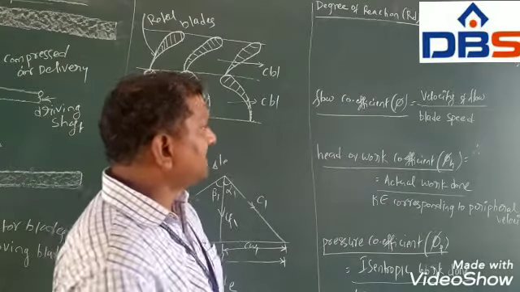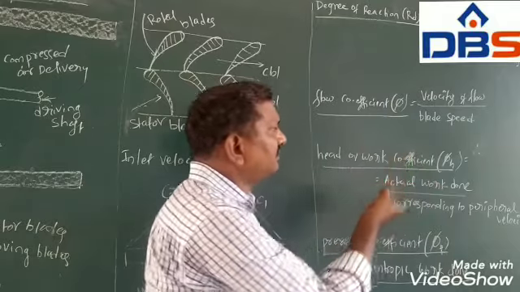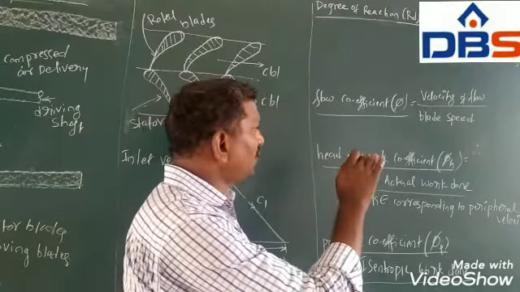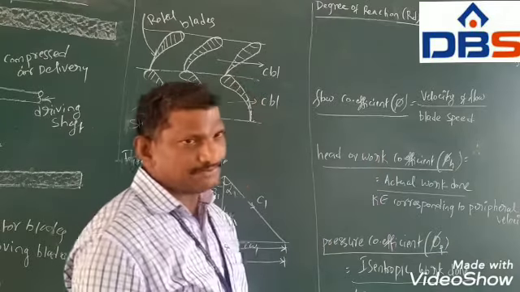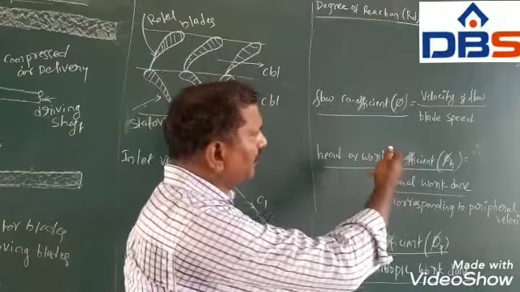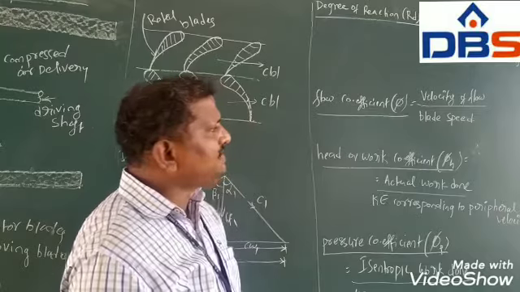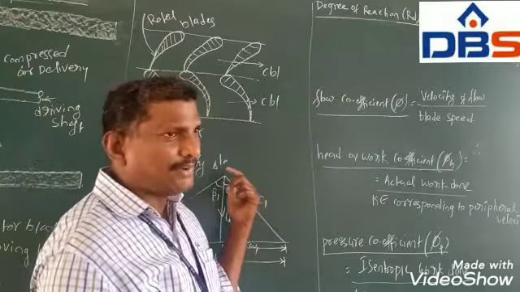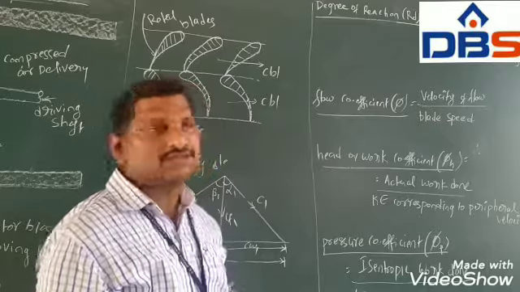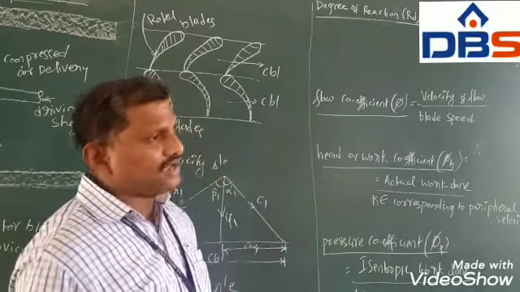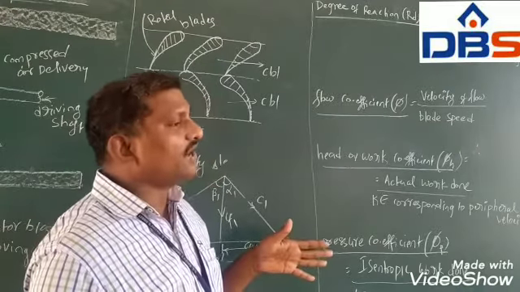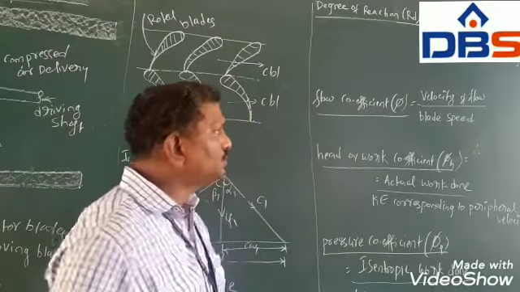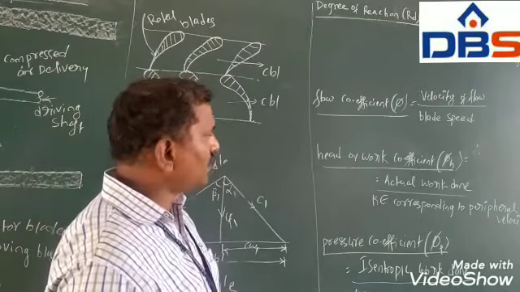Flow coefficient. This is nothing but the ratio of velocity of flow to the blade speed. Here you may get one doubt whether this velocity of flow is at inlet or outlet. In this axial flow compressor, the velocity of flow remains constant because the annulus area is decreasing to keep the velocity of flow constant.